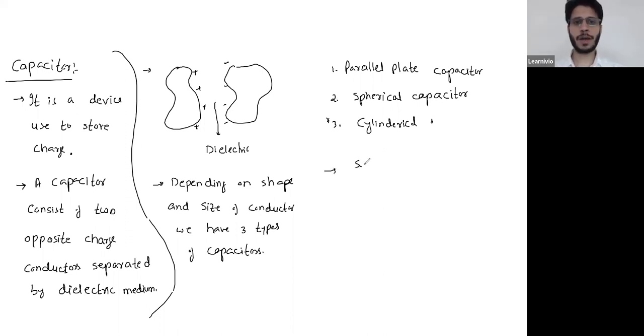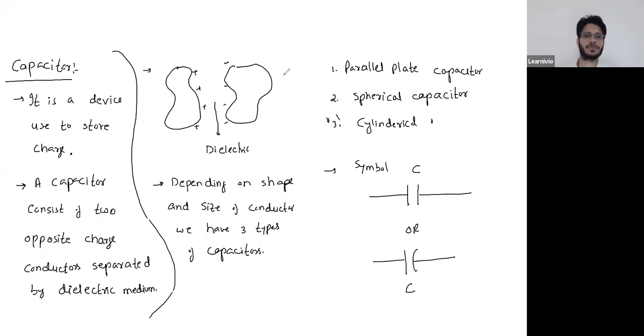This is the symbol of a capacitor, C. Or some authors will draw a capacitor in this form. This also represents a capacitor. Okay, just note it down.